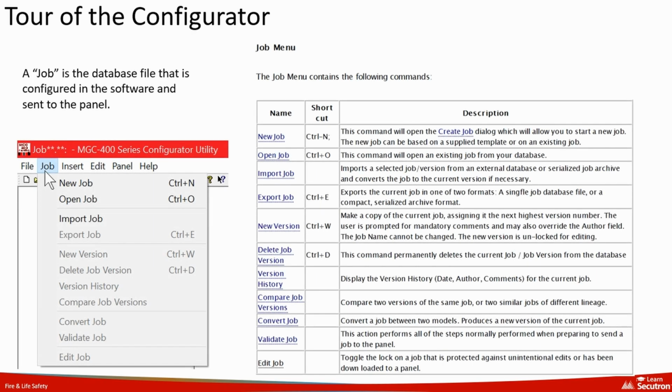The Job menu within the 400 series configurator utility includes options to create, open, import, export, and manage different versions of jobs, which are the database files configured in the software and sent to the panel. It provides functionalities for job validation, conversion between models, and comparison of job versions, facilitating efficient management of fire alarm system configurations.